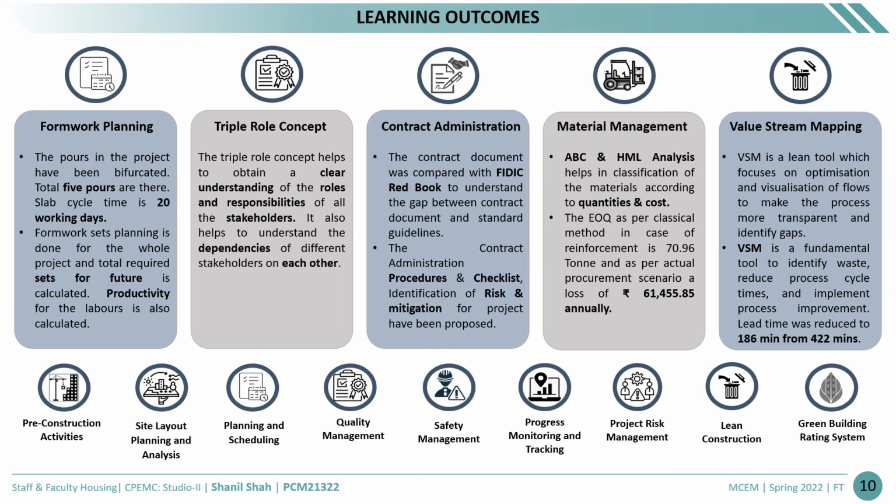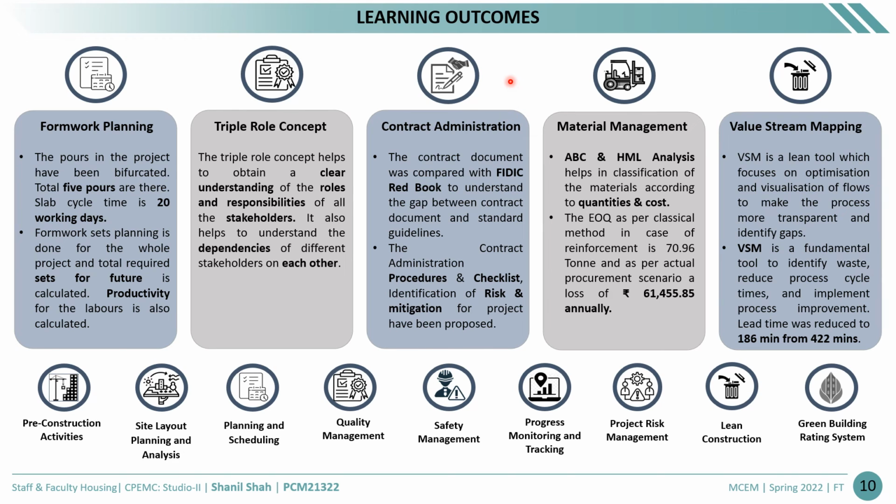Learning outcomes. So first, in the formwork planning, our site is divided into a total of 5 pours, and we have observed that the slab cycle was 20 working days. So we have calculated the different formwork sets required for the future, and we have also calculated the productivity of the labour. Then the triple role concept gives a clear understanding of the different roles and responsibilities of the stakeholders, and also it helps to understand the dependency of different stakeholders on each other.